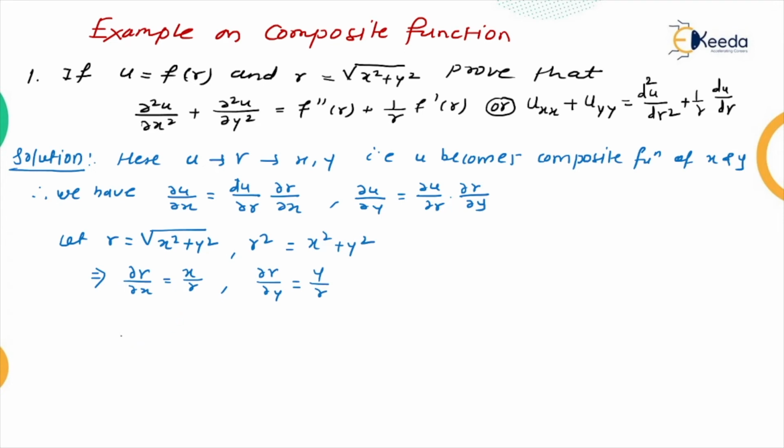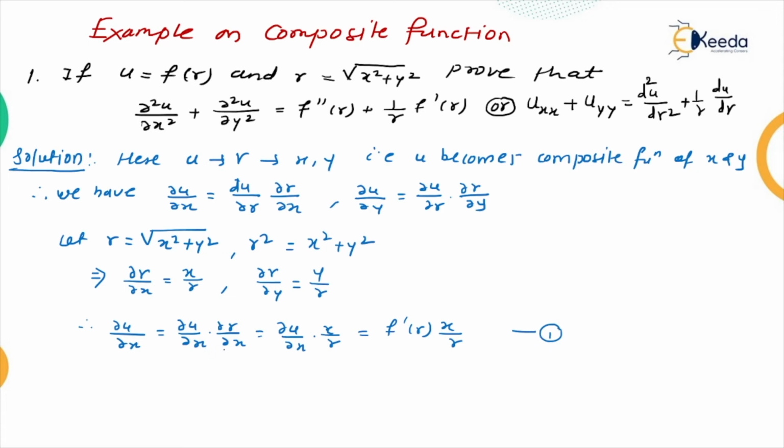So therefore we get ∂u/∂x. In this way, this is ∂u/∂r into ∂r/∂x. But you know very well that ∂r/∂x is x upon r, right? So this is f dash of r into x upon r. For consideration we take this as equation number 1, right?